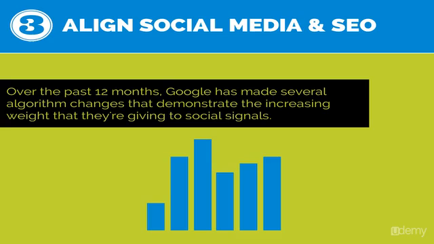Align social media and SEO strategies as much as possible. Over the past 12 months, Google has made several algorithm changes that demonstrate the increasing weight that they are giving to social signals. While many big businesses will have a social media strategy and an SEO strategy, hardly any are ensuring that they work in synergy with each other. Ensure that both teams are working together, have a shared understanding of overall aims and objectives, and are using important tools such as keywords to set goals and measure success.